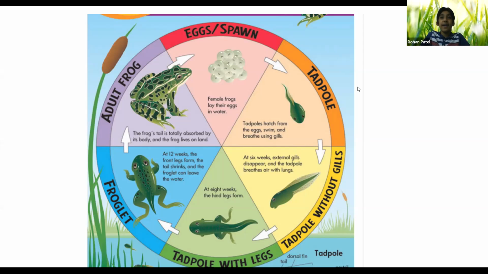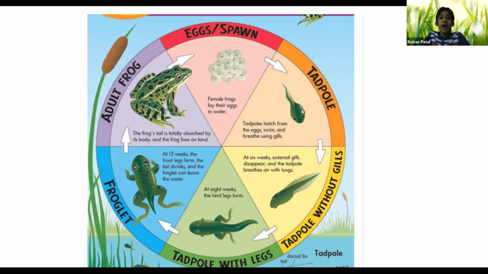So we start off with our egg, the spawn. The female frogs will lay their eggs in the water. Then our tadpoles hatch from the eggs and will swim and breathe with gills. So if you notice, all fish have gills to breathe. That's why they don't ever need air from above. But at 6 weeks, external gills will disappear and the tadpoles will breathe air with the lungs that grow, like us humans. And they'll eventually have to go up to the surface of water to breathe air.